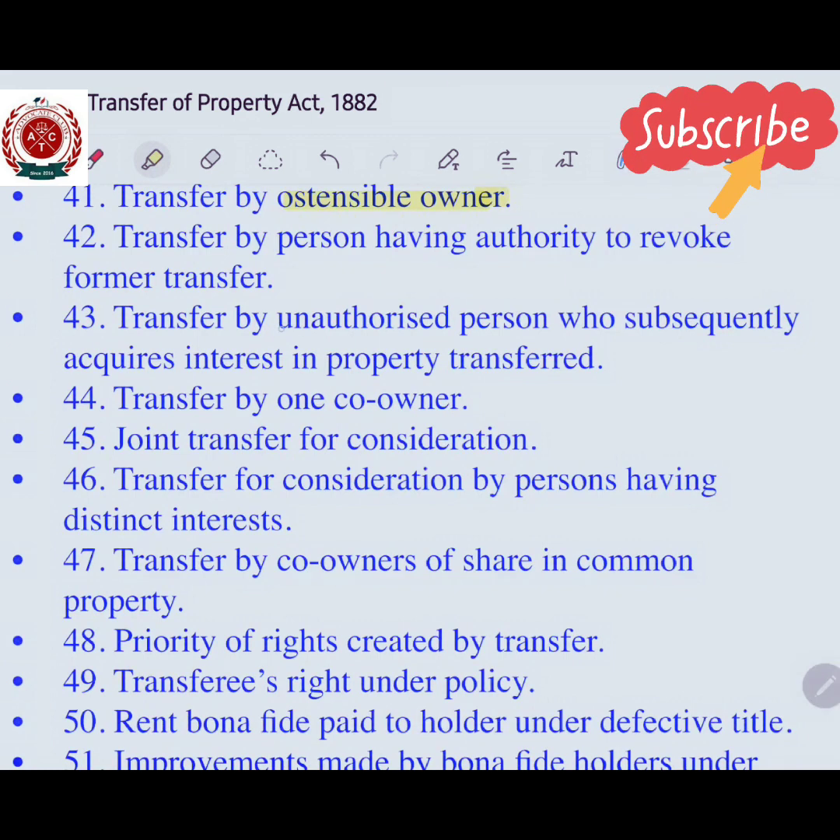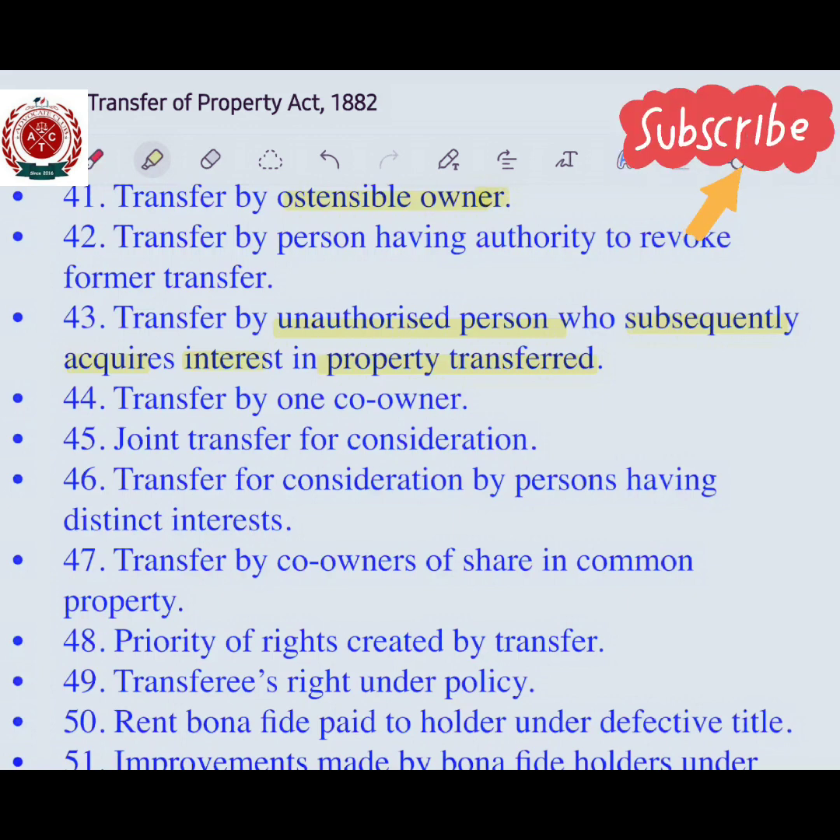So if an unauthorized person who is not authorized to transfer the property subsequently acquires interest in such property, then he is bound by estoppel. As we know, estoppel is dealt with in sections 115 to 117 of the Indian Evidence Act, to stop or bind the person from going against their earlier words. If he says something and subsequently he acquires the right on this property, then he needs to transfer the property.